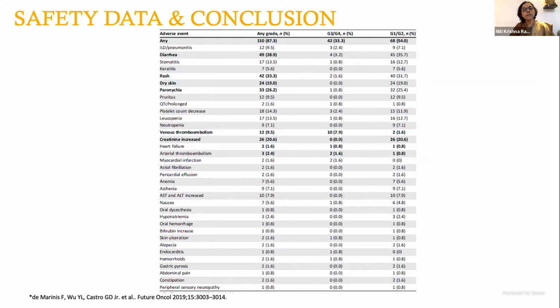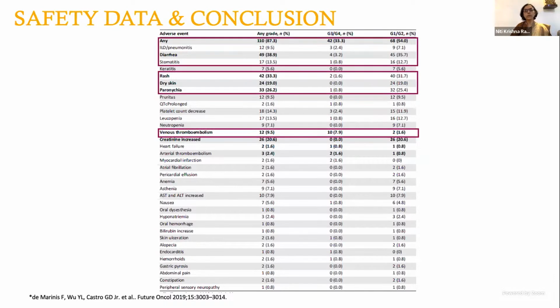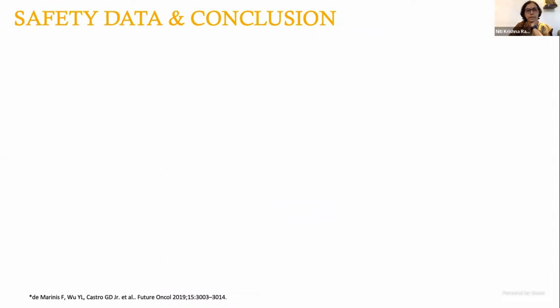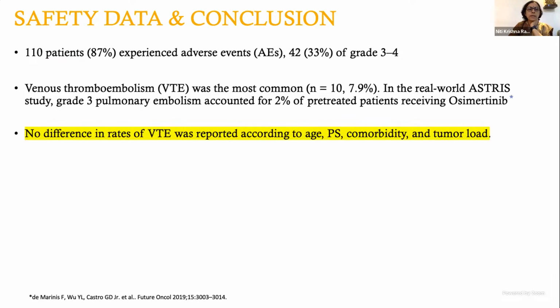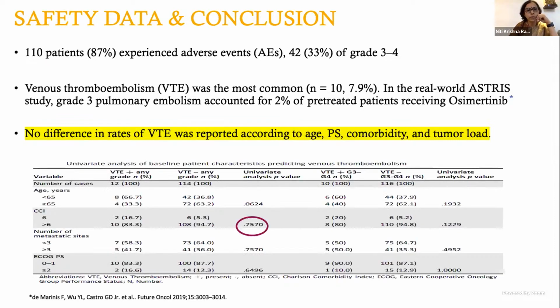All the safety analysis was the same as noted in FLAURA, and most patients had only grade 1 and grade 2 toxicity, which did not lead to any discontinuation of treatment. There were some cases of venous thromboembolism noted, almost 9.5% of all grades, although grade 3 and grade 4 were noted again in about 8%, which was slightly higher than what was noted in the FLAURA trial. And this venous thromboembolism had no difference based on age, performance status, comorbidity, and tumor load. Although clinically we would think that thromboembolism would be higher in higher age groups who are less mobile with higher tumor overload.